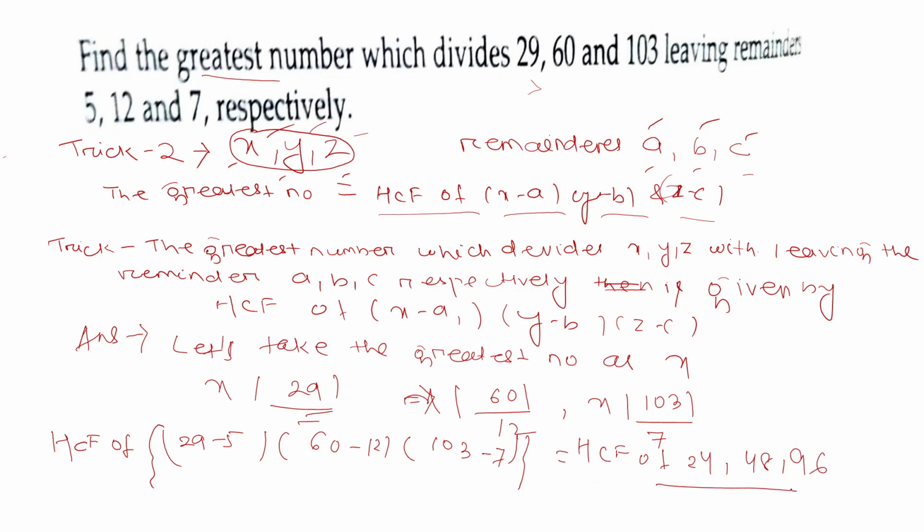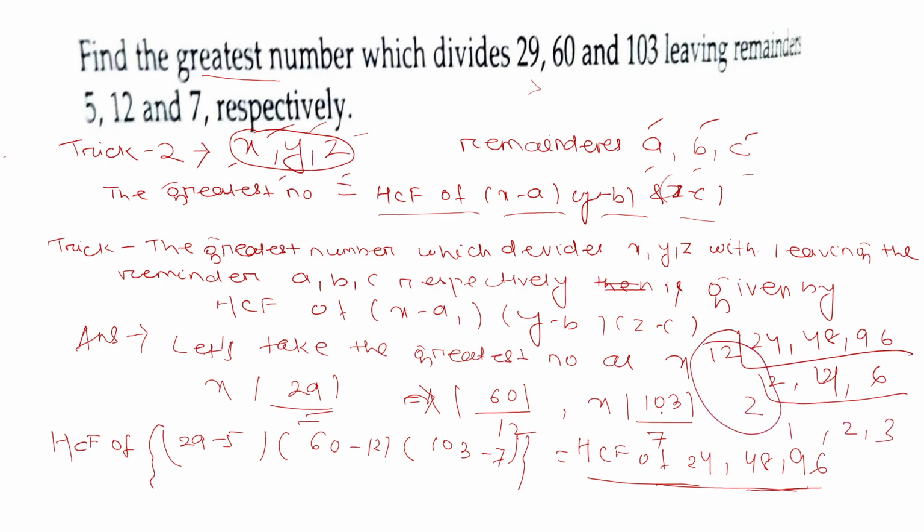What will it be? All of you bring out the answer. In this method, I put 12 directly, then 2, 4, 8, again 2, 1, 2, 3. So the HCF is 12 into 2, which is equal to 24. Clear? So you just remember this trick.